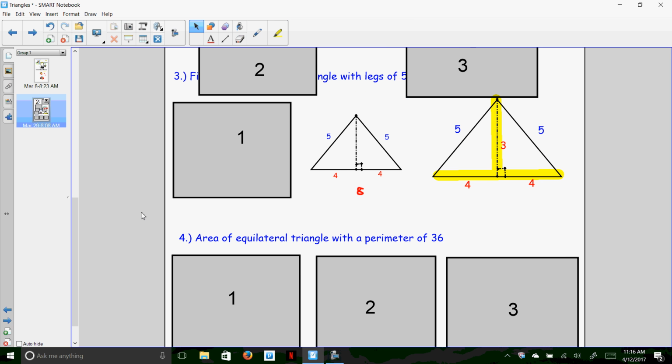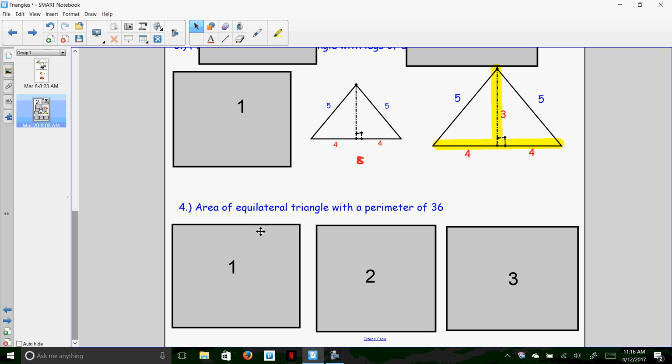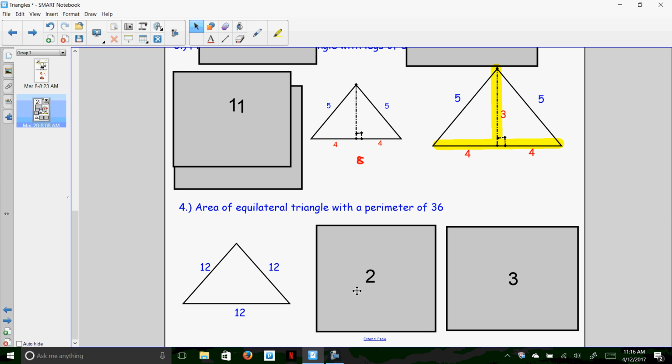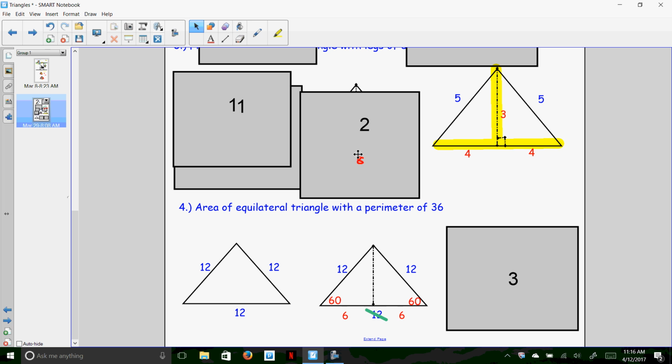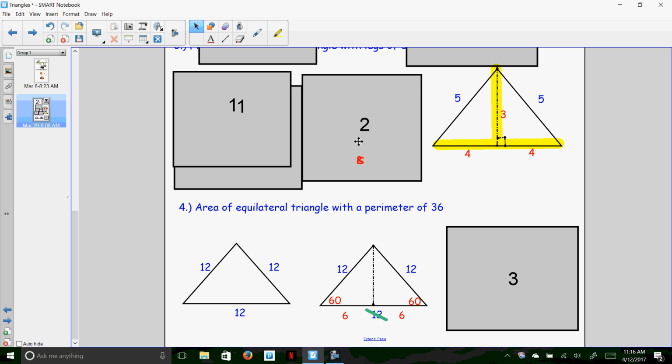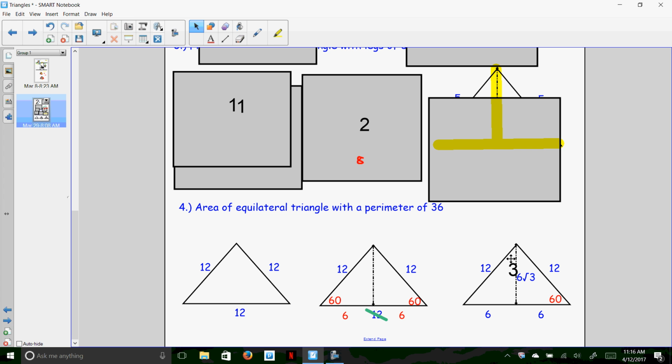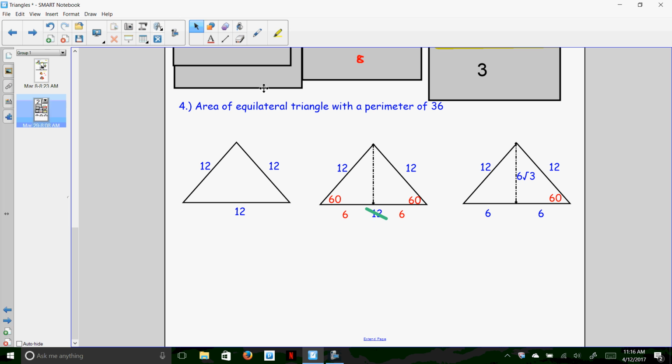And now our last one, equilateral triangle with perimeter 36. Perimeter 36 means they all add up to 36, and that's 3 12s. You get to put 60s in the corner. So there's what happens there. And then you do your 30, 60, 90 rules, and you have a base of 12, a height of 6 radical 3, multiply them and cut them in half. There's the triangle.